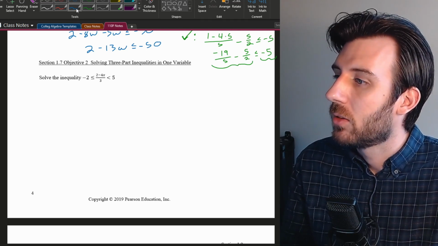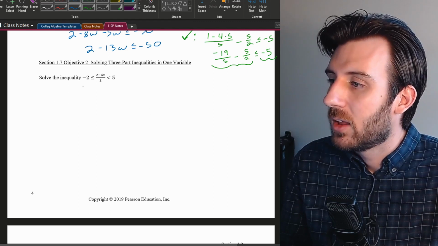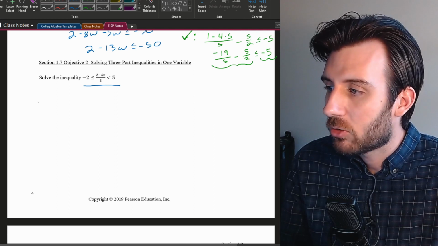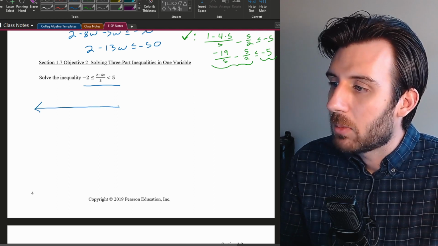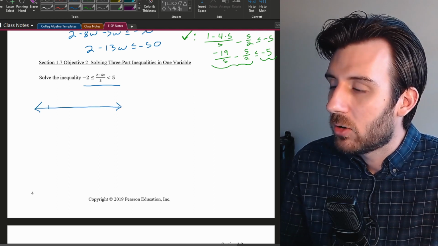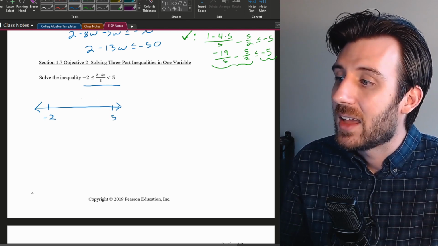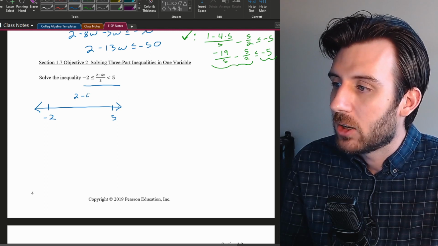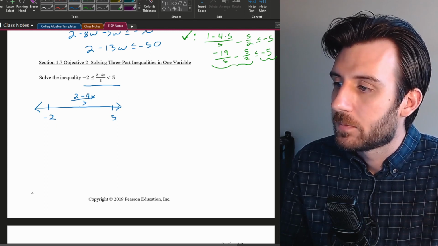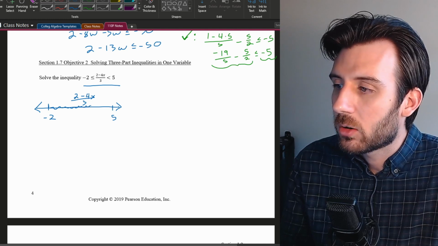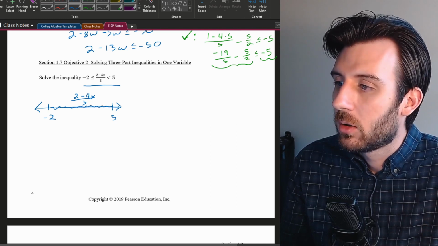For example, let's take a look here at our picture. If I wanted to say that this is a true statement and I want to represent it, let's try to do that. I'll create my number line. I'll say that my first reference point is going to be -2. I have a reference point at 5. In between there are going to be all of my (2 minus 4x) over 3. Okay, so these are all of the x values that work for this statement.